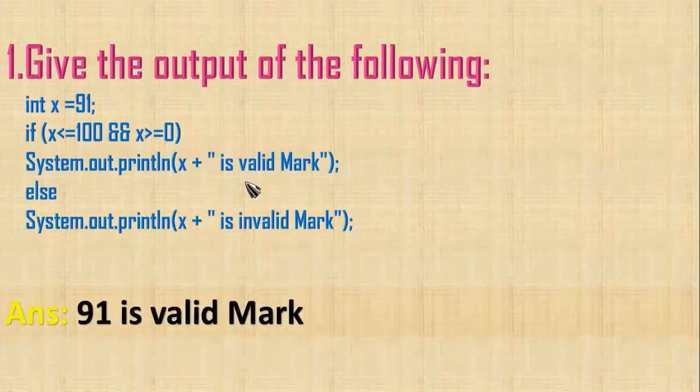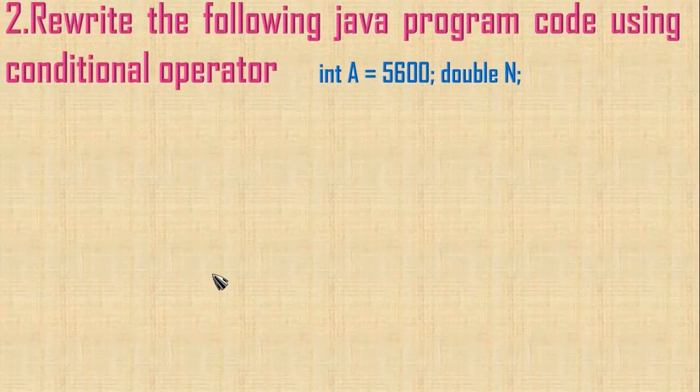91 is valid mark. So here you can see one space is there, so that one space is left here also. Next question, rewrite the following Java program code using conditional operator.